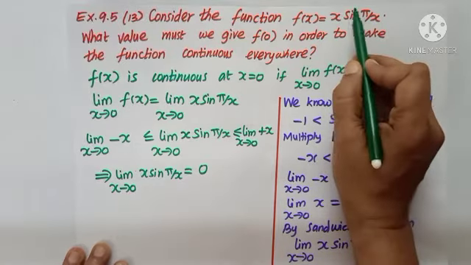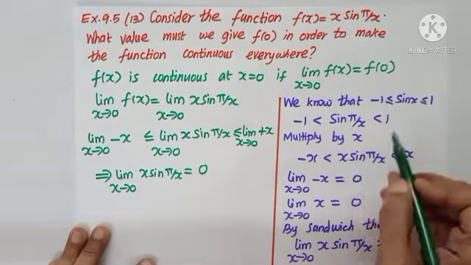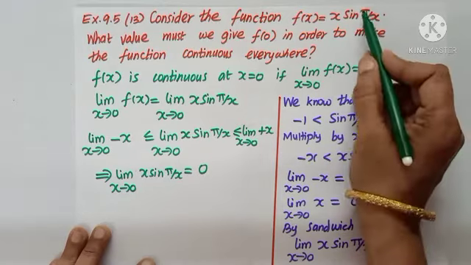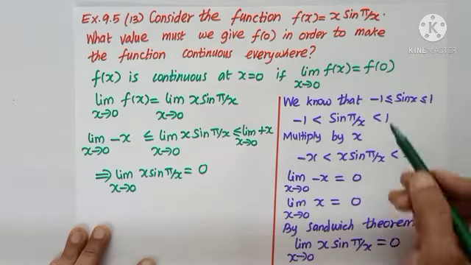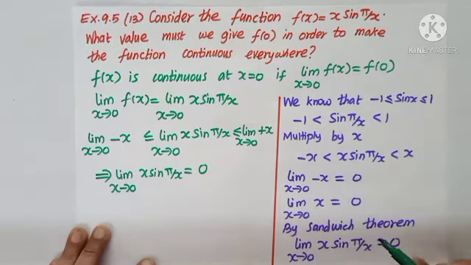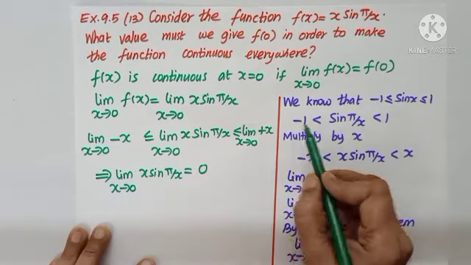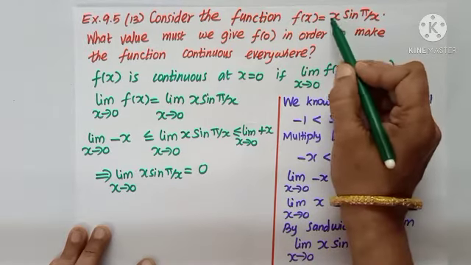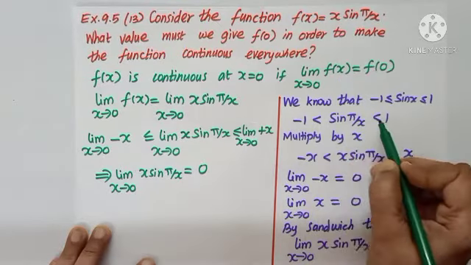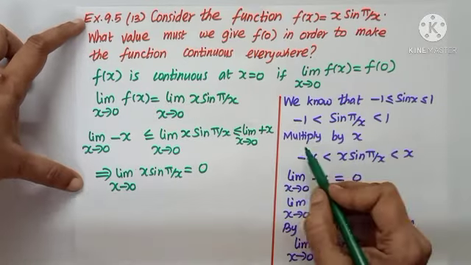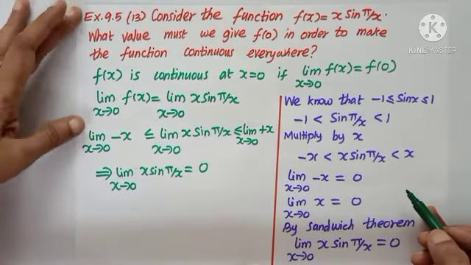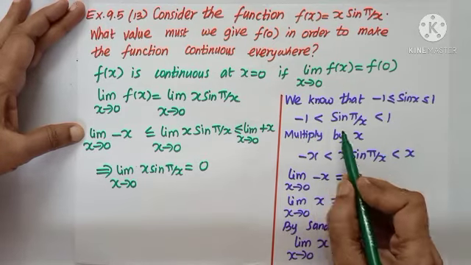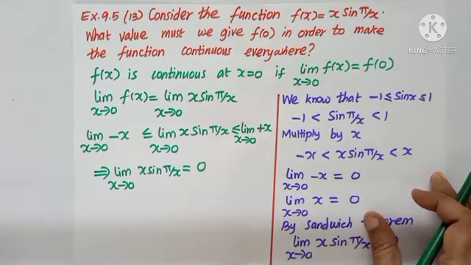As I have sin x, let me recall, sin x lies between minus 1 and plus 1. But I want sin pi by x. Obviously, that is also a sine value, so sine will always lie between minus 1 and plus 1. When I multiply by x, as I need it in the question, every term in the inequality, this is minus 1 into x, this is 1 into x, and this is x into sine pi by x.